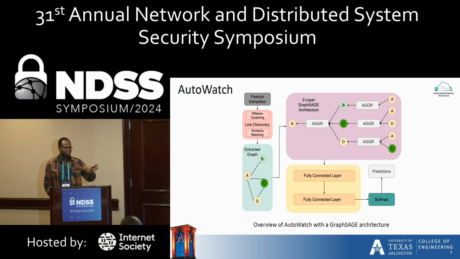This is an overview of the architecture of AutoWatch. We have data which we then extracted some features from. We established connections using k-means clustering and similarity matching. And then we use this to extract a graph, which we feed to a graph neural network architecture. And then after we learned some latent embeddings, we feed this to a multi-layer perceptron, which then helps us with the downstream task of either profiling the driver or flagging risky behaviors. I'm going to go through each part of the architecture.